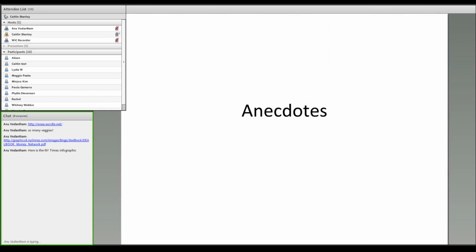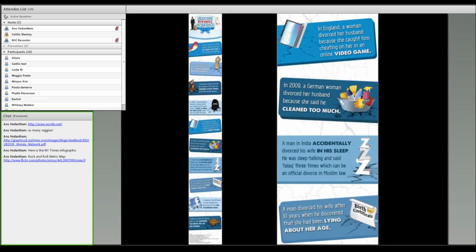So far we've mostly looked at representations of quantitative data. You can also use an infographic to tell an anecdote or talk about qualitative information or tell stories. So this is an infographic, again, the whole thing, and then a detail. This one is telling about the strangest divorce contentions.